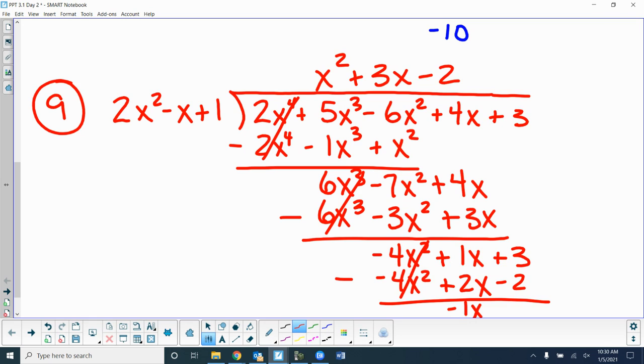And 3 minus a negative 2 is like 3 plus 2, so that's a 5. So that's my remainder this time. Can't go any further there. Okay, because you can't divide negative 1x by 2x squared, because x squared is bigger than x, right? So I just put that, since it's negative, negative 1x plus 5 over all of that.